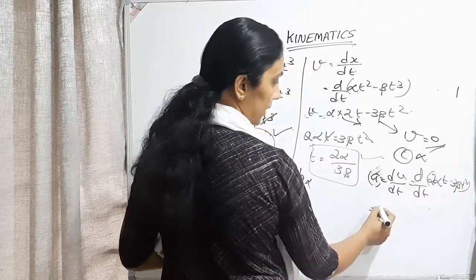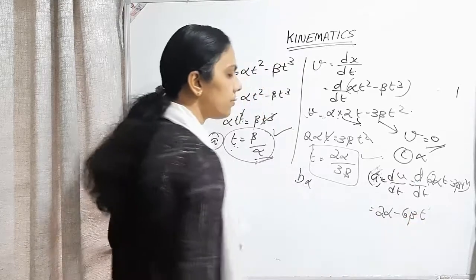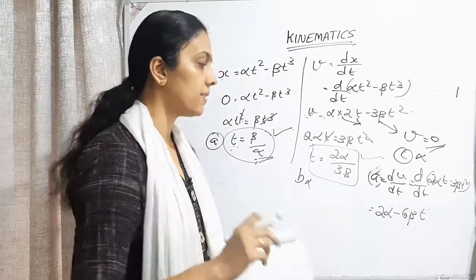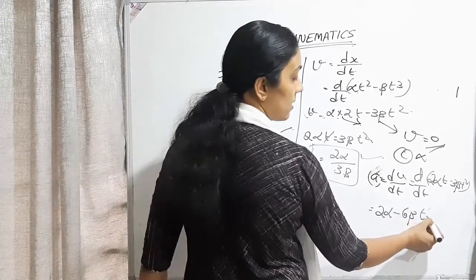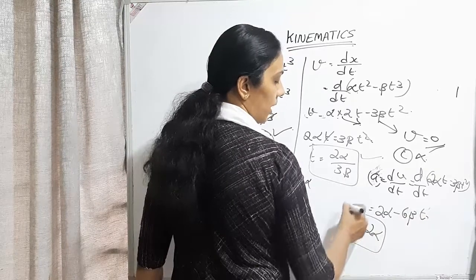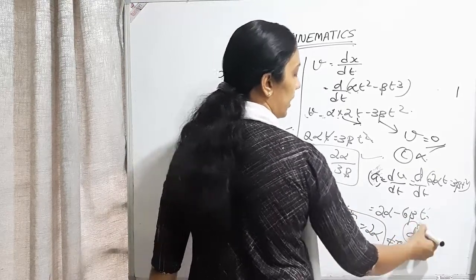Therefore, that one we will get as 2 alpha minus 6 beta t. So here in the option, initial acceleration of the particle is 0. When t equals 0, what will happen? A will be existing as 2 alpha. It's not equal to 0. So here D is also a correct option.